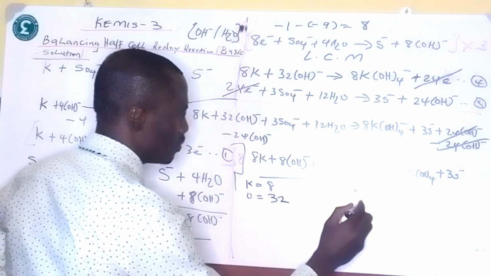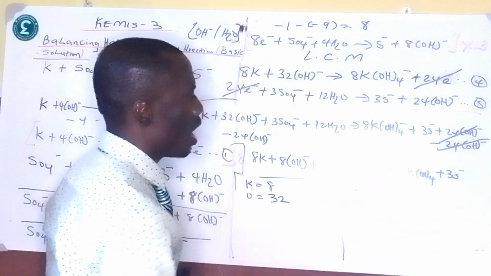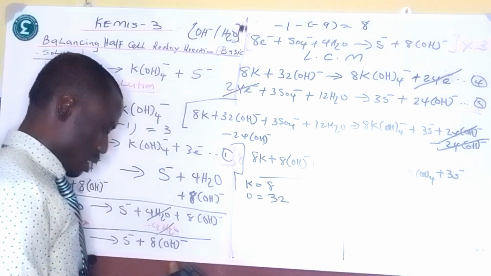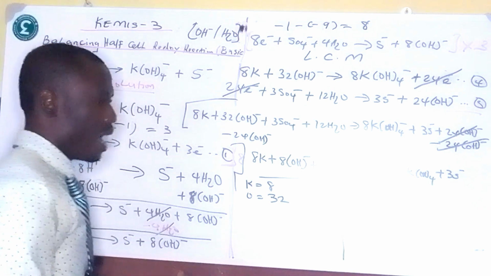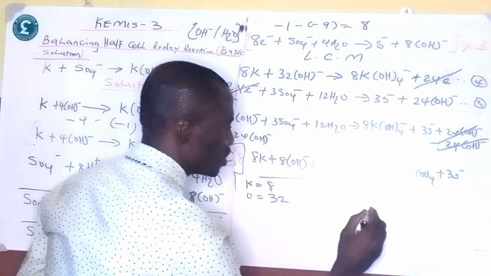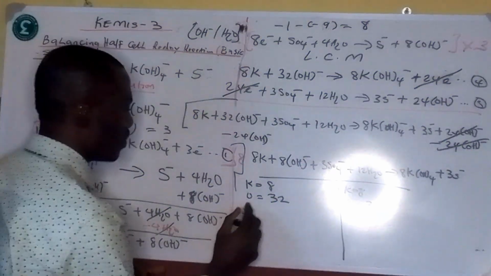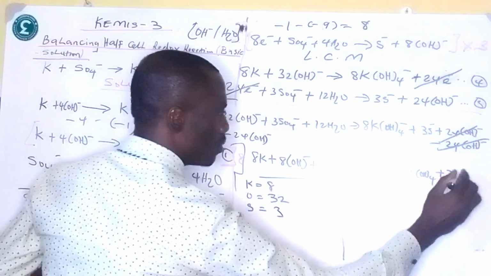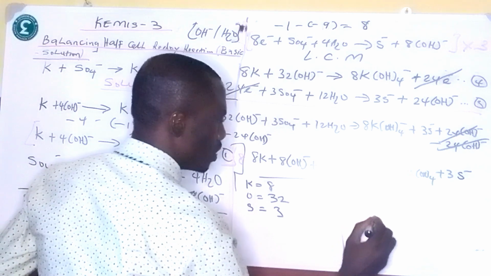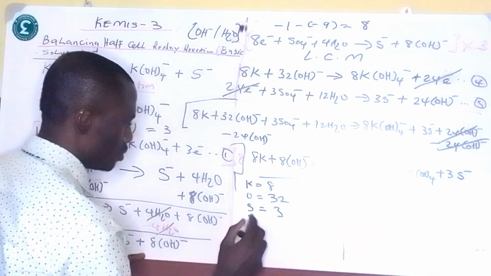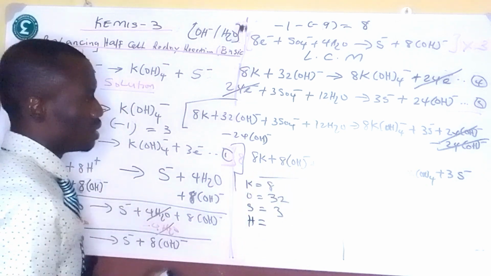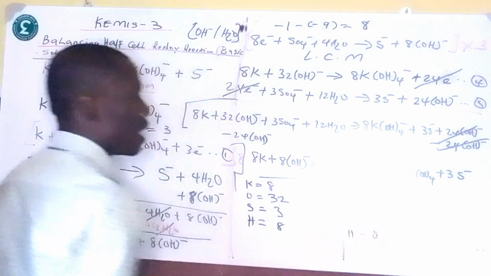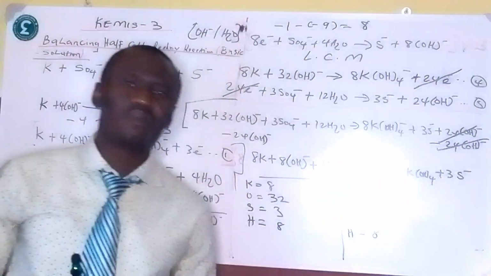Let's check out the oxygen here. 8 times 4, I have 32 oxygen. You can see that oxygen is also 32. Oxygen is balanced. Sulfur, 3 times 1, that is 3. Sulfur here is also 3. Now hydrogen. Hydrogen, 8 times 1, that is 8, and here 8 times 1, that is also 8. Now, you can notice that all the elements and the particles are balanced.